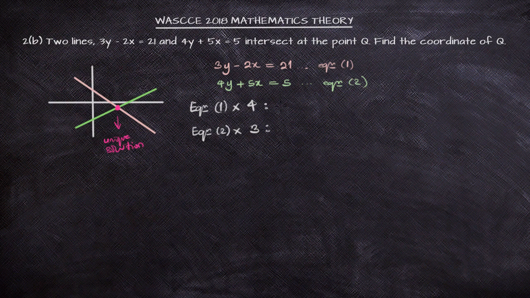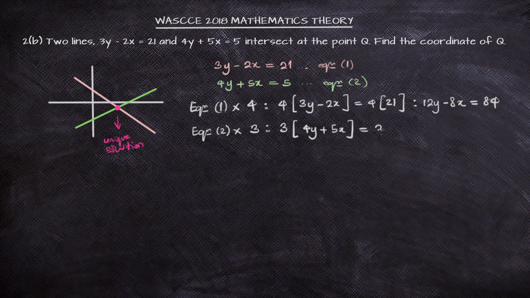If we are to expand that, we have 4 into 3y minus 2x equal to 4 multiplied by 21. We'll multiply on both sides, and then the equation will yield 12y minus 8x. 4 multiplied by 2x is minus 8x. Then 4 times 21 is 84. Then the other one, we have 3 into 4y plus 5x equal to 3 into 5. So if you open the bracket, we are going to have 12y plus 15x equal to 15.